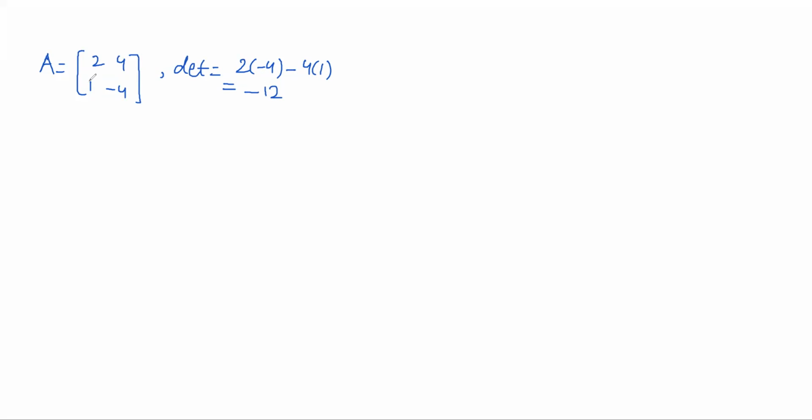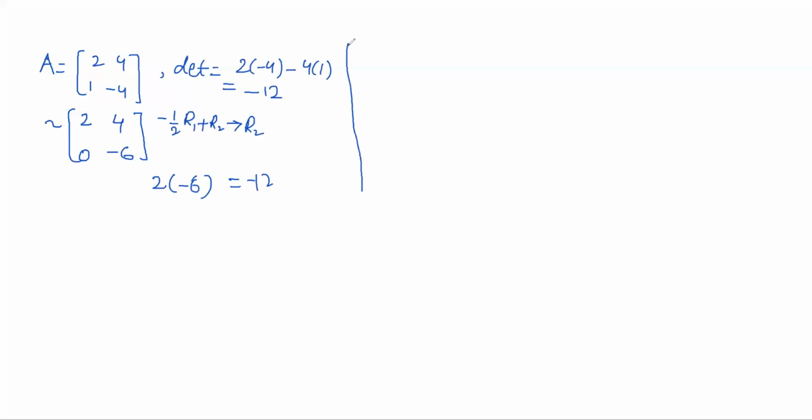However, if we transform this matrix into the echelon form, what we can do is 2, 4, and then 1. We apply the row operation minus 1 by 2 row 1 plus R2, that will be R2. So it will be 0, and then minus 2, minus 4 plus minus 4 minus 2, that will be minus 6. Now it is in the echelon form, its determinant is equal to 2 times minus 6, the multiplication of the elements on the diagonal. So it is minus 12, which is the same.